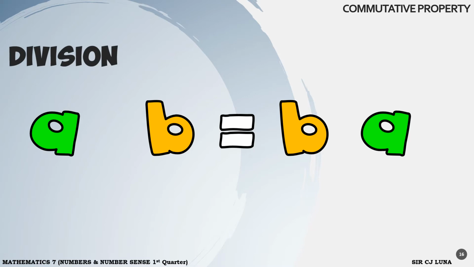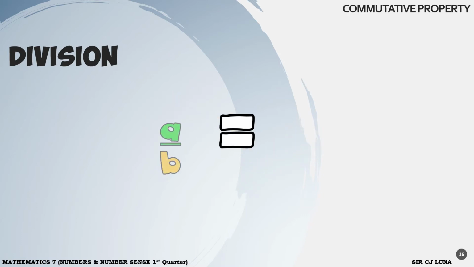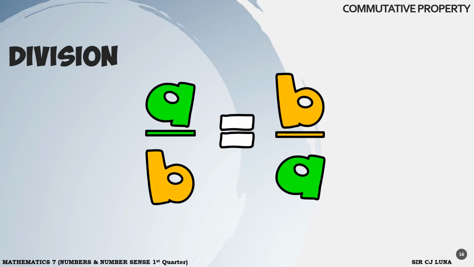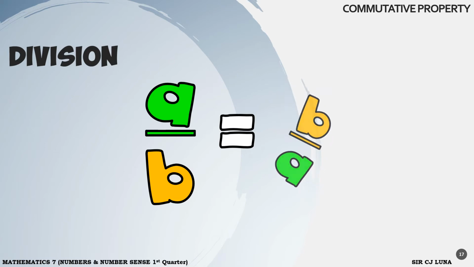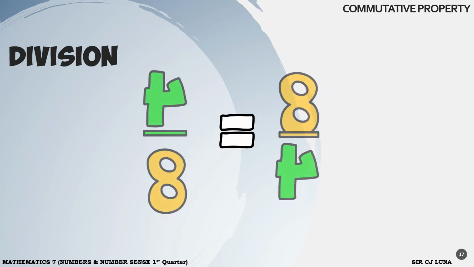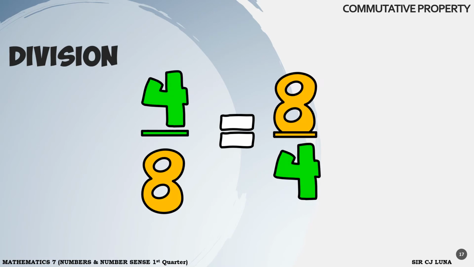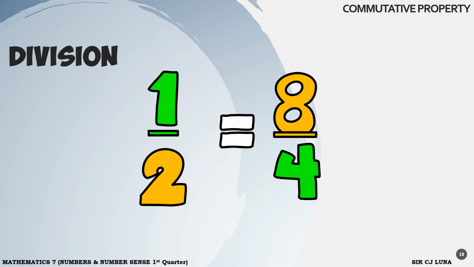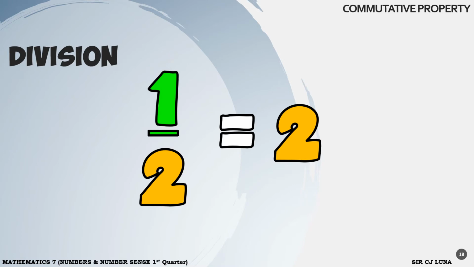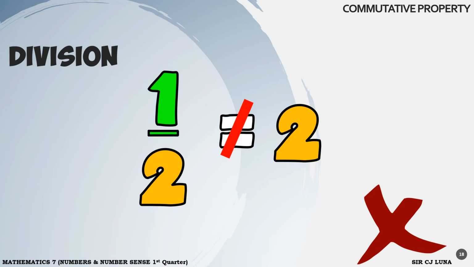How about division? Is it also commutative? Let's check. A divided by B is equal to B divided by A. Let's say A is equal to 4 and B is equal to 8. Now, we will simplify our fractions. 4 over 8 is equal to 1/2. And 8 divided by 4 is equal to 2. Therefore, our two quotients are not equal. And we can say that division is not commutative.